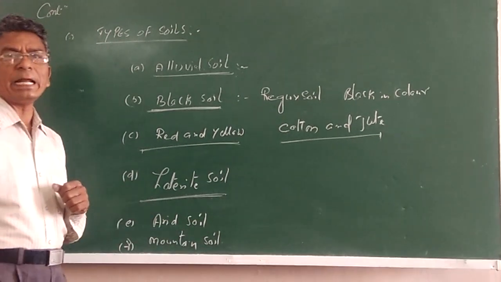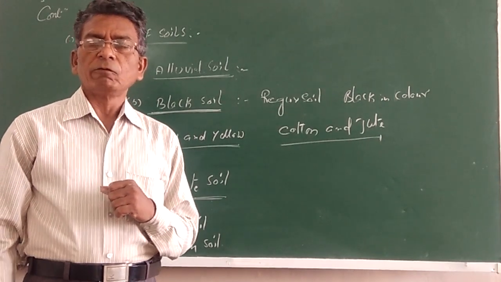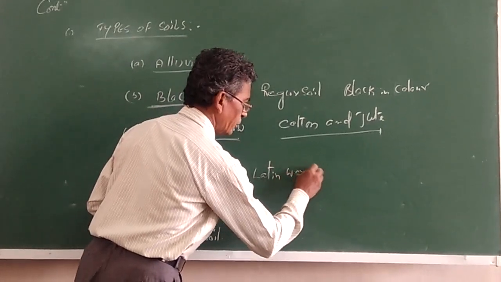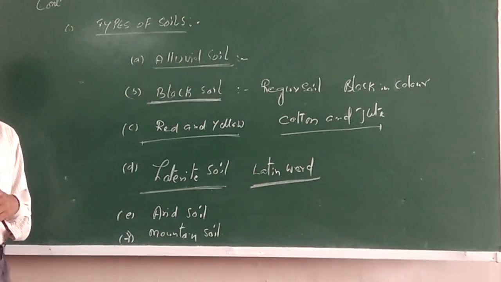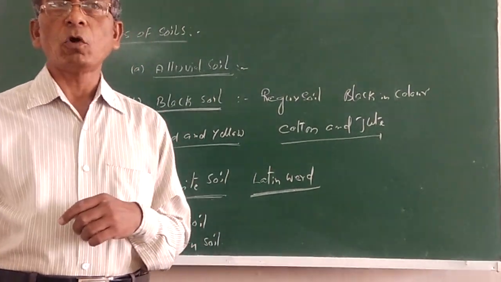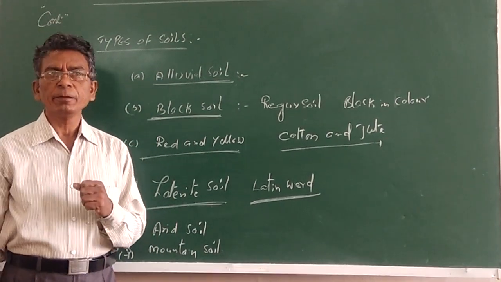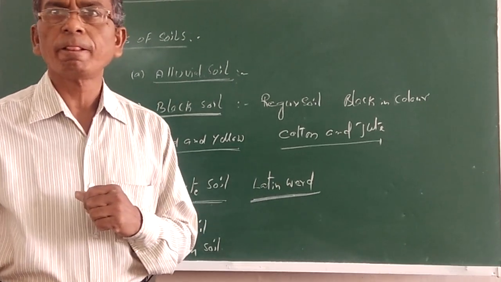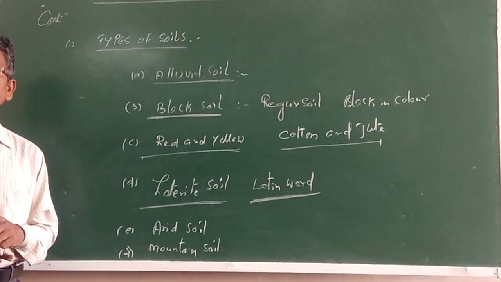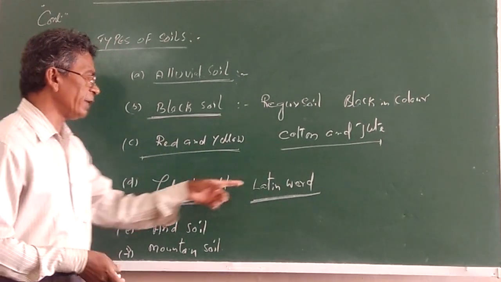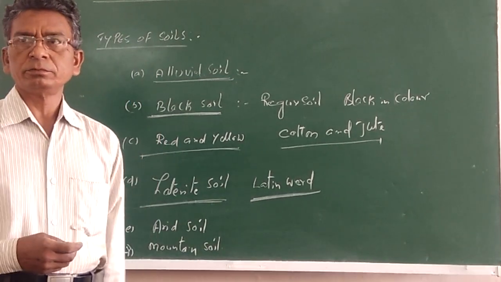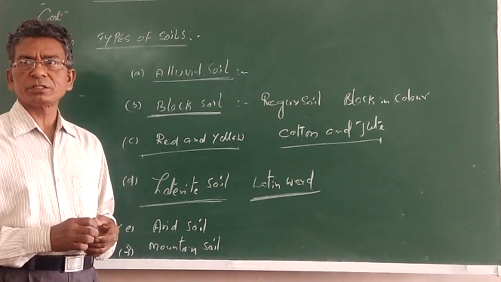Then coming to the fourth one, laterite soils. The word laterite is a Latin word which means brick. These soils break down due to high temperature and heavy rainfall. All the particles break down due to various climatic conditions like high temperature and heavy rainfall. Even some of the decomposed materials also die due to high temperatures.